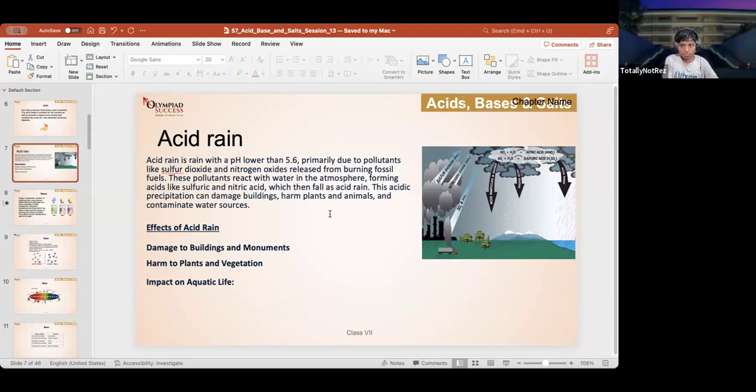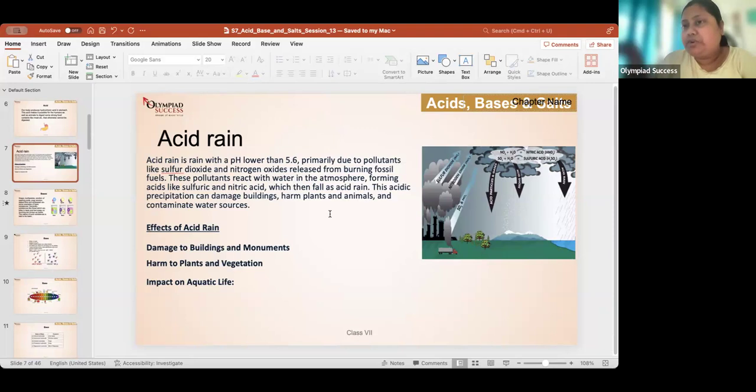If you have a litmus paper at home, next time when it rains, if you allow the litmus paper to get wet in the raindrops, you will see that it changes its color as per the acid parameters. Clear? Please note this point down. And note the pH. Acid rain's pH is 5.6.